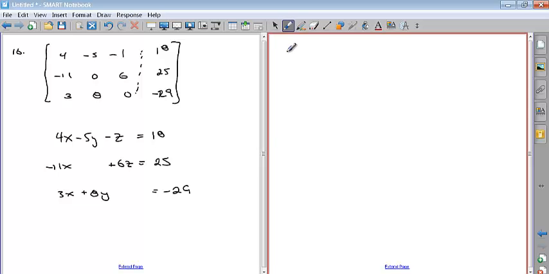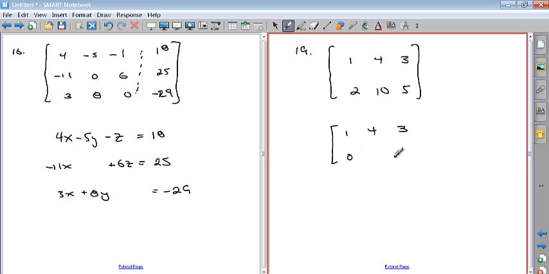Okay, so back to number 19. So we have 1, 4, 3, 2, 10, 5. So that's the original matrix. And then the subsequent matrix is 1, 4, 3, so we don't do anything to the first row. And then we have 0 and negative 1.